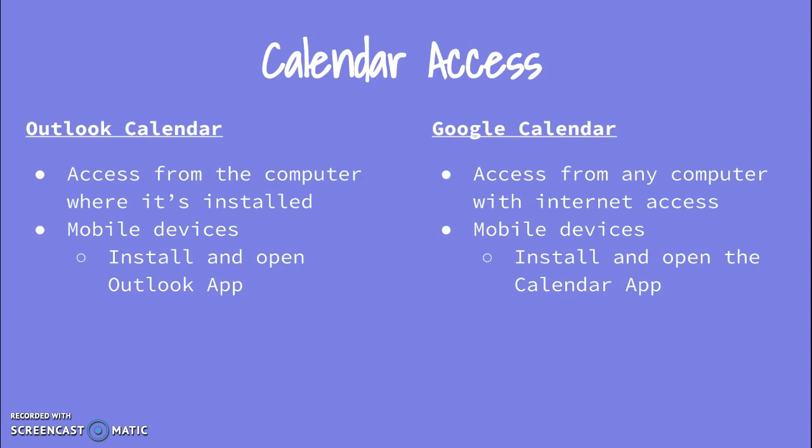Calendar access. Our Outlook calendar can be accessed from the computer where it's installed or from any mobile device that it's installed in, and we can open by opening the Outlook app. Our Google Calendar can be accessed from any computer with internet access. We can access our Google Calendar from a mobile device that has the Google Calendar app installed.